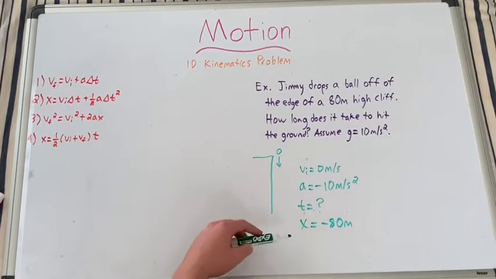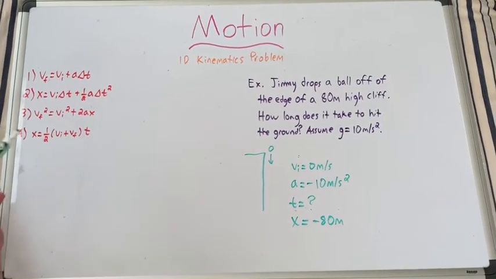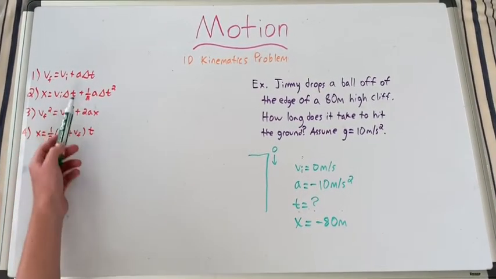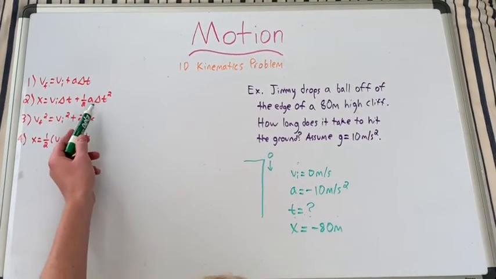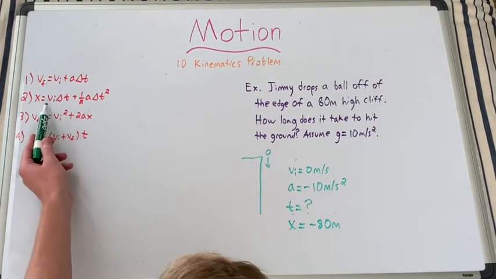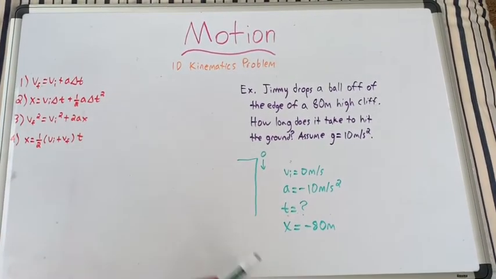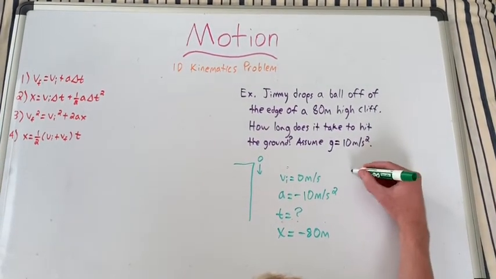Now we take what we know and we take what we're looking for and we see which kinematics equation makes the most sense. And from looking at them, it appears that we're going to be using 2, because we know x, we know the displacement, we know the acceleration, we know the initial velocity, and by using the second equation, that leaves us with only time to solve for, which is what we need to find. So let's go ahead and rewrite the second equation.